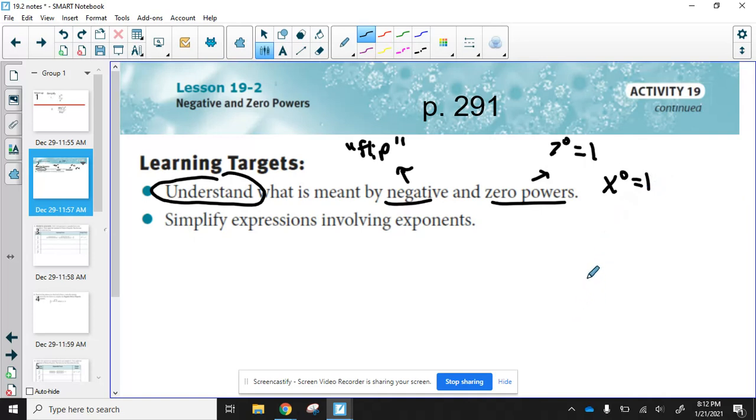Now, where it can get a little different is if we have more than just one base. Say we have 7x to the 0 and then y. So x to the 0 would be 1, but then everything else stays the same. So we'd still have 7 and y, so it'd be 7y. That is the only difference there. So make sure that anytime you see something to the 0 power, it is equal to 1.